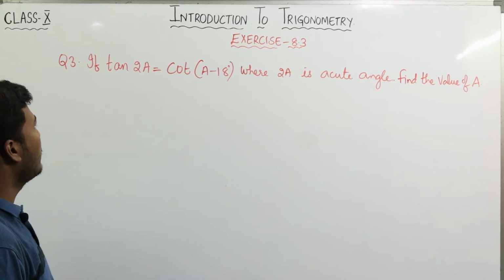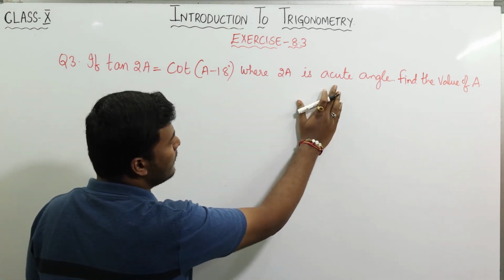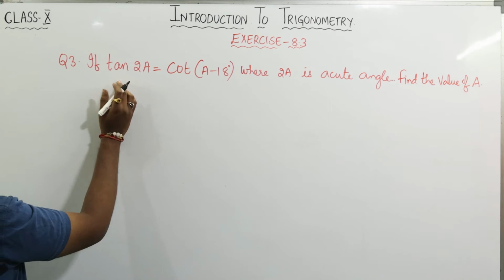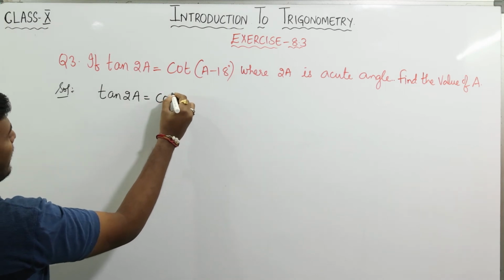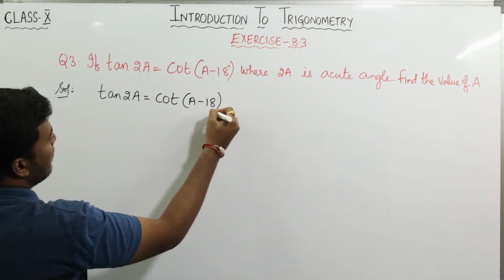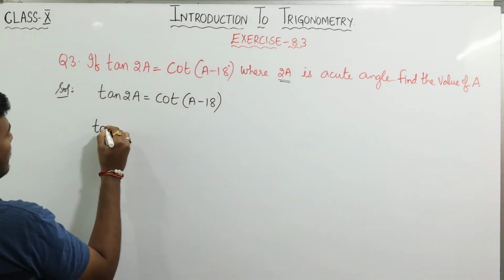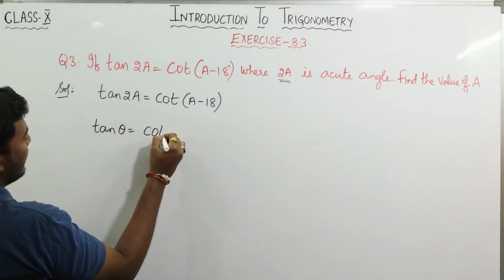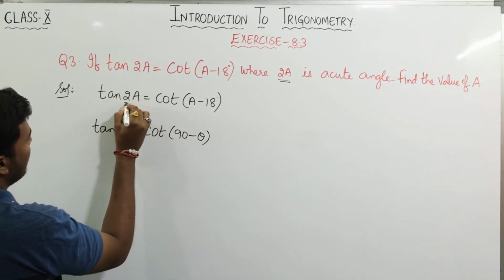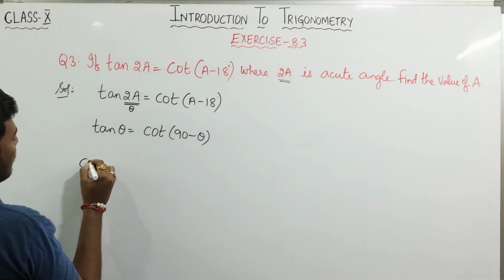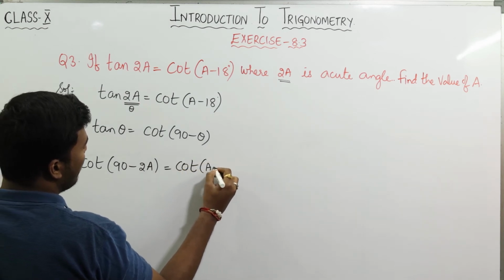The third problem of the exercise is: if tan 2a is equal to cot(a minus 18), where 2a is an acute angle, find the value of a. So here, the condition is tan 2a is equal to cot(a minus 18), and 2a is an acute angle. Then we have to find the value of a. So what we can write here, tan theta can be written as cot(90 minus theta). Let us assume that 2a is theta. Then I can write it as cot(90 minus 2a) is equal to cot(a minus 18).